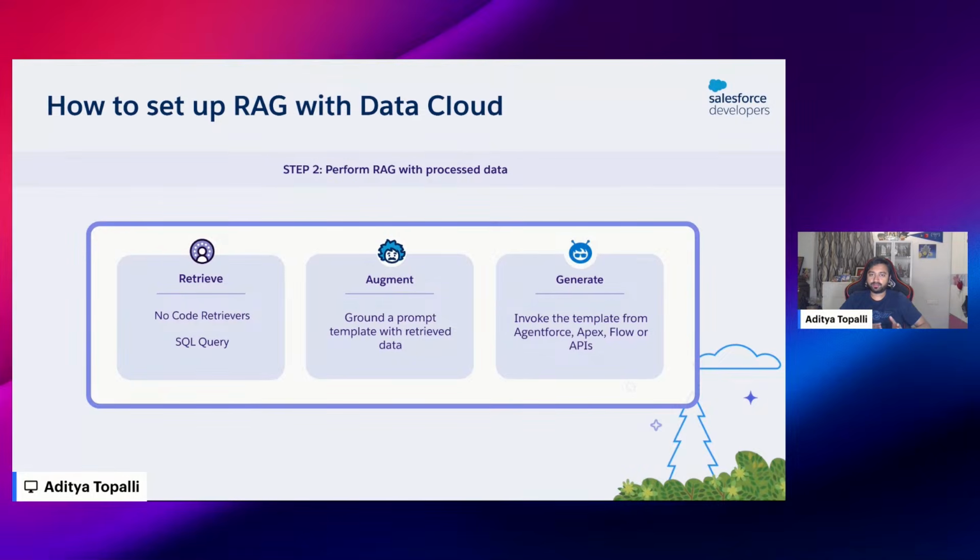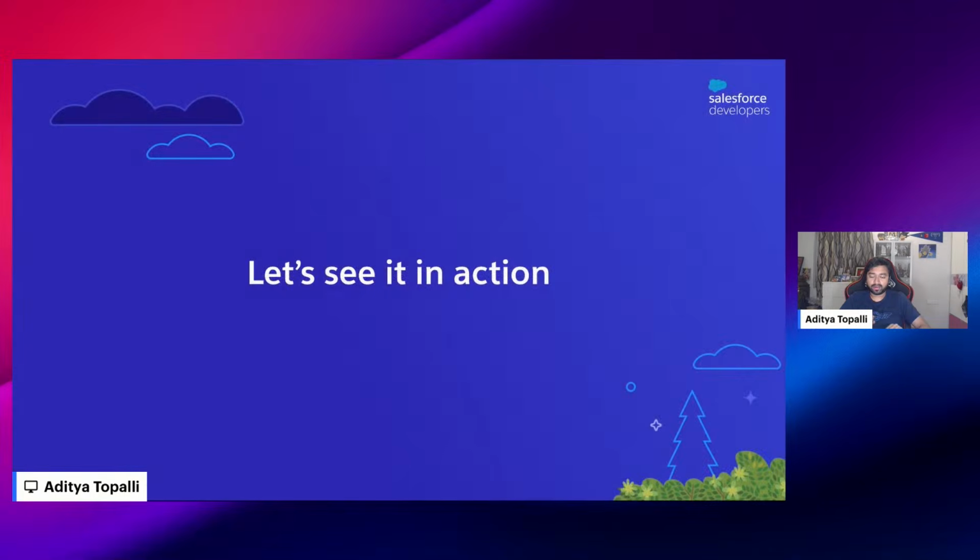And then you're going to augment your prompt. Essentially, whatever data you have queried, you're going to put it inside your prompt, and then you're going to generate the results. So this prompt that you create can be invoked from, let's say, Agentforce, where any agent can invoke this prompt template, which in turn will query your unstructured data, get the results back, and give you a summary. You can invoke this prompt template from Apex, from flows, and from APIs. So literally, you will be able to access this data from anywhere that you want. And this is the concept of RAG and how you set it up inside Data Cloud.